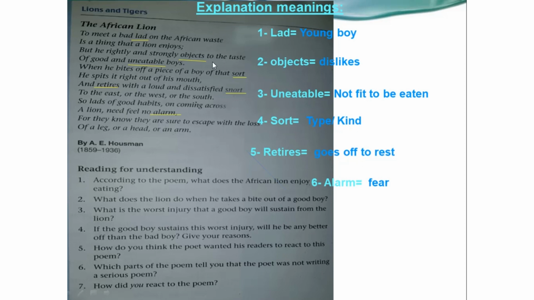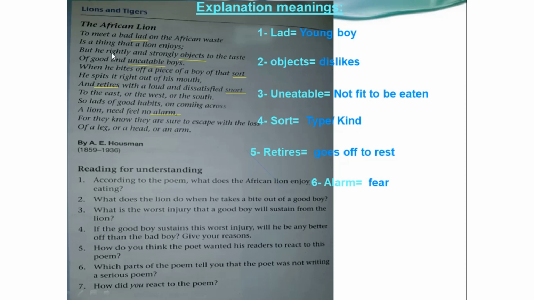So which thing does the lion not like? Which thing does the lion not like to eat? The taste of a good boy, right? Uneatable means not fit to be eaten. The good boys, the lion doesn't like to eat the good boys.